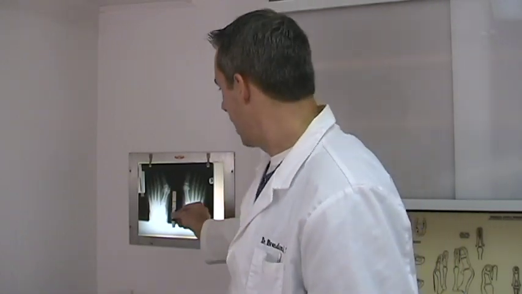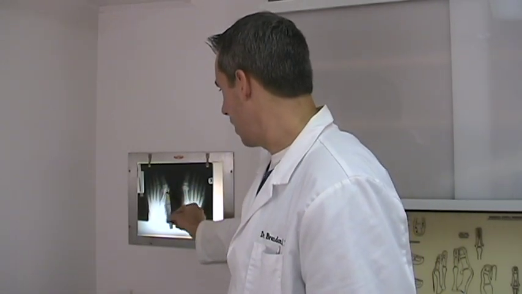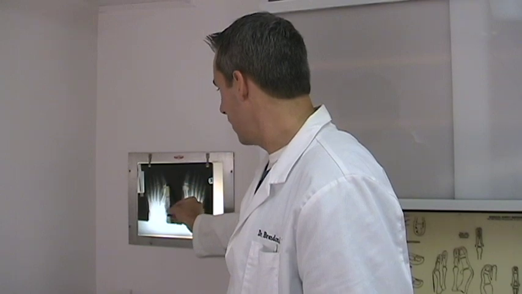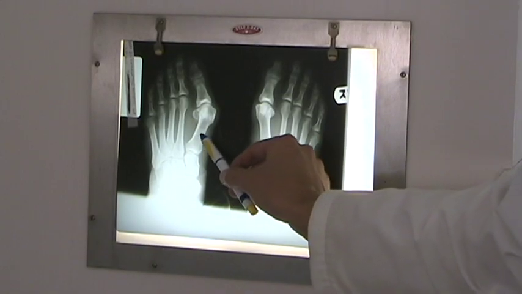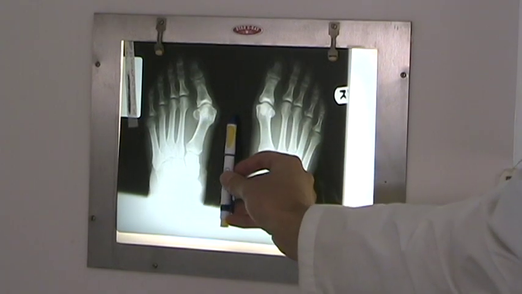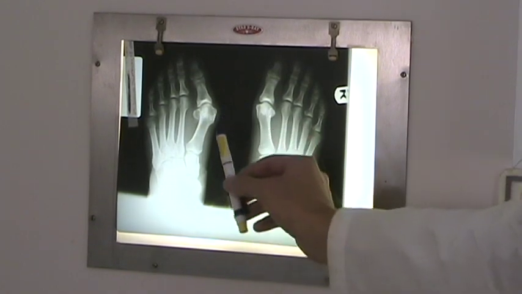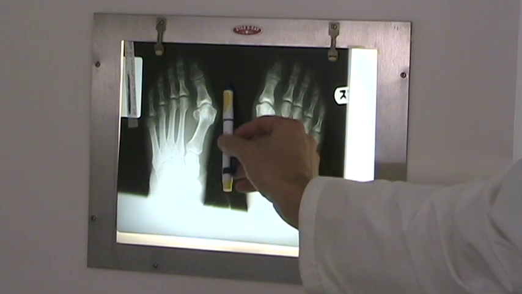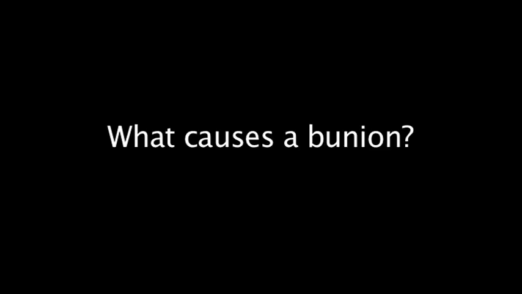A bunion is a growth of bone adjacent to the big toe. So we have the big toe, and the bone that leads up to the big toe is the metatarsal bone, and over time this bone can start to splay out and a bony growth can be present here, and the big toe starts to drift over to the other toes.